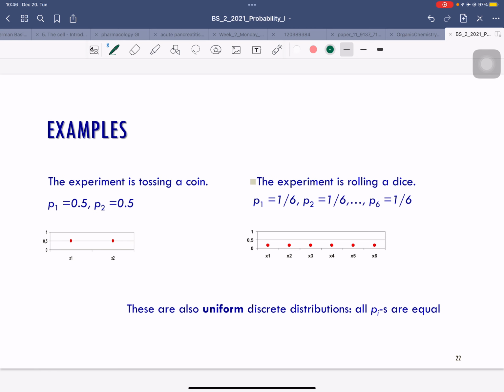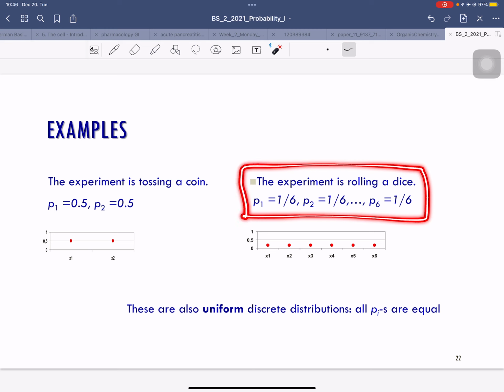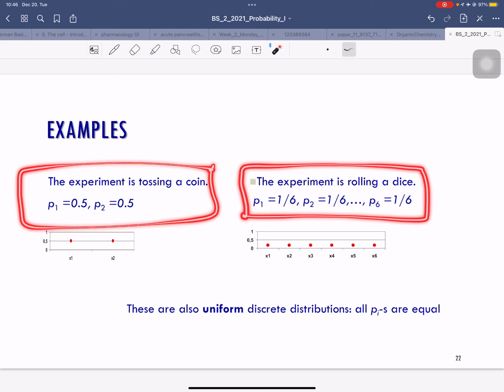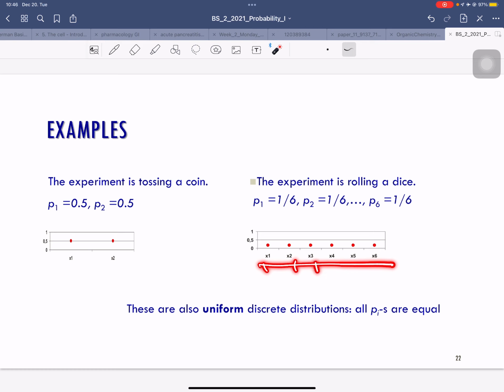As you see here, what I showed you is the probability of rolling a die for each possibility, or a coin, which will be half. As you see in the table, for the coin we have 2 possibilities, 1 and 2. For the die we have 6 possibilities and each possibility has 1 over 6. There is also the uniform discrete distribution, in which all pi are equal.